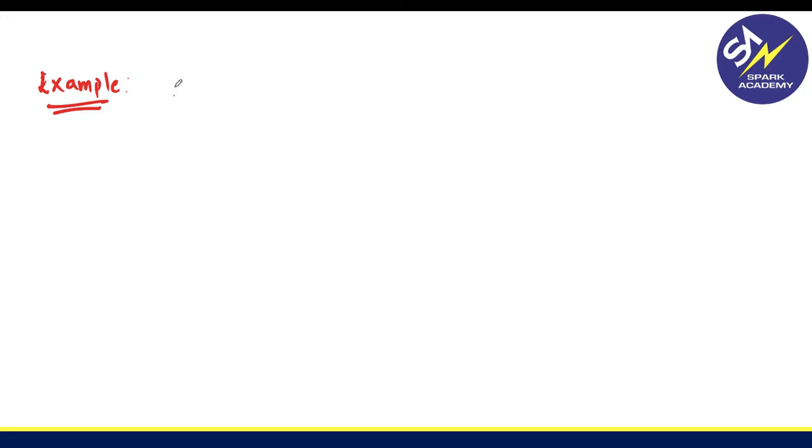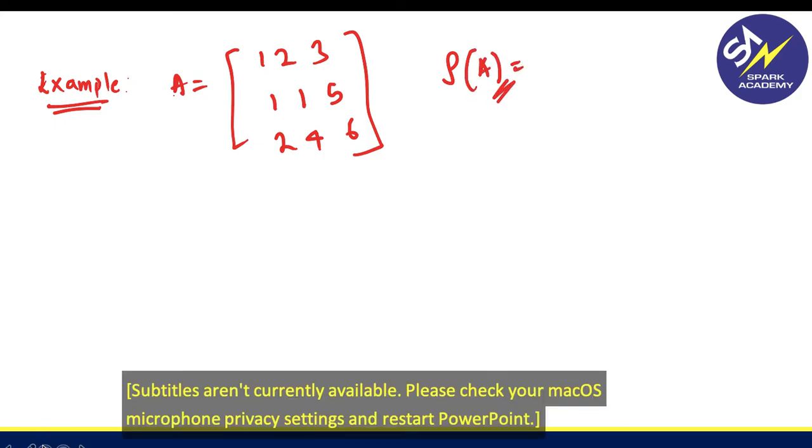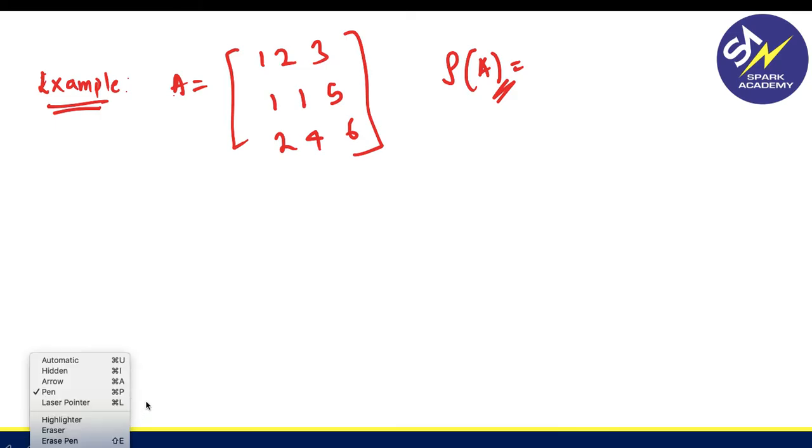Suppose A is a matrix like this: 1, 2, 3, 1, 1, 5, 2, 4 and 6. You have something of this sort, correct? Whenever we have this, if they say find the rank of A, rank is given by row basically. There are various methods of doing this, but I feel this is the best possible method, so I want all of you to follow this method only. First step, what did I tell you? I have to follow all row operations and try to make it zero.